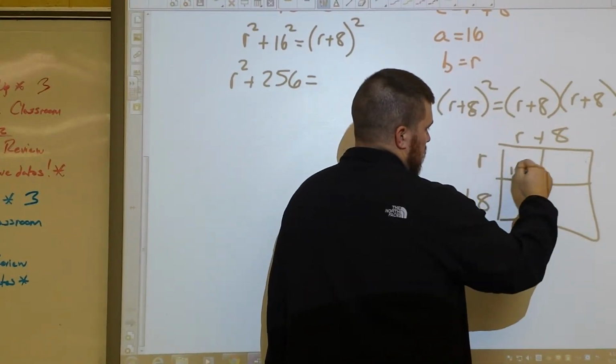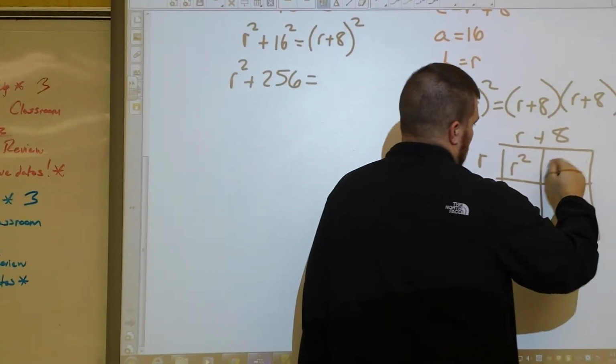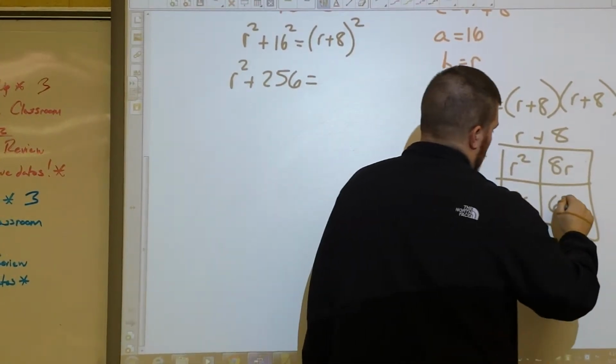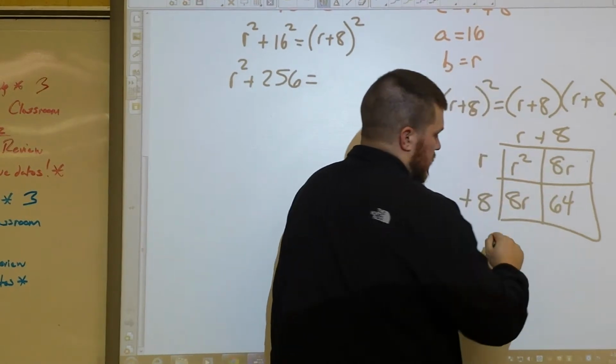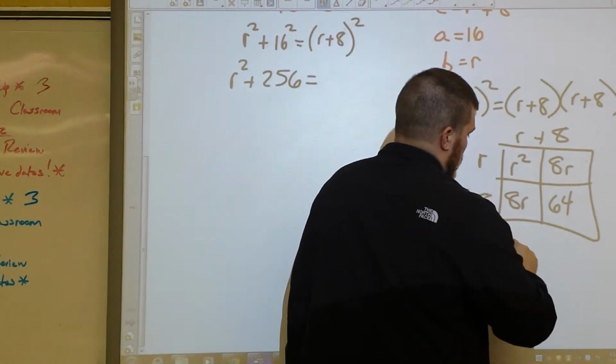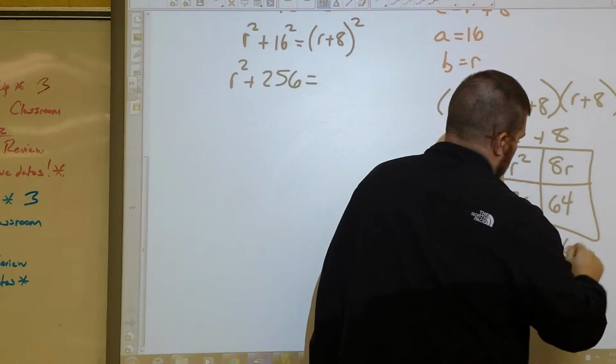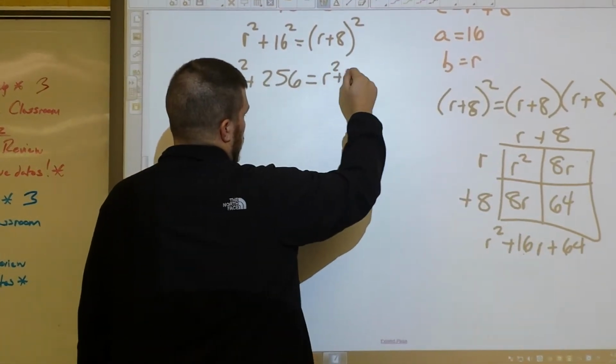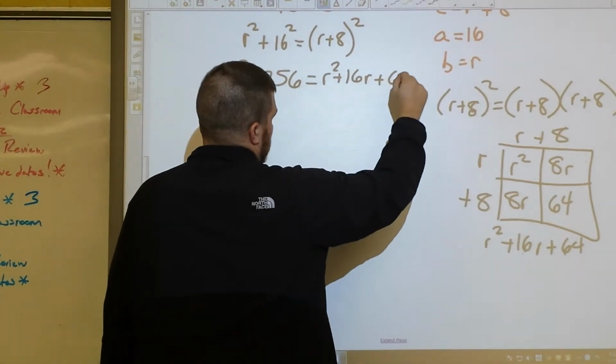So r times r is r squared. R times 8 is 8r. R times 8 is 8r. And then 8 times 8 is 64. So when I combine my like terms for my scratch work, I have r squared plus 16r plus 64. So that's this side now, r squared plus 16r plus 64.